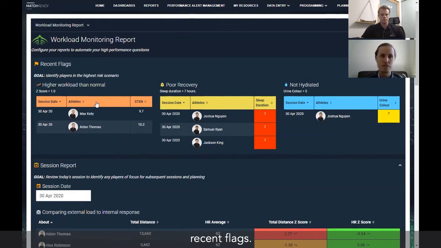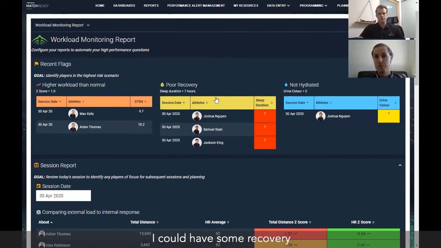I've just got my most recent flags. I've put a goal across each of these visuals to give you some context there. We're looking at whether we can identify the highest risk scenarios, or athletes in the highest risk scenario. So examples here, we might have a higher workload than normal. This is using that Z score converted to a STEN, as you can see, to identify if someone's above their average or significantly above their average load. So I can quickly interact with that player and have them do an additional recovery session or get in some additional warm-up drills during that next session.